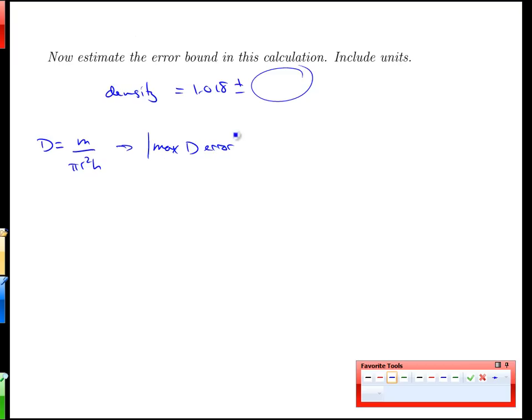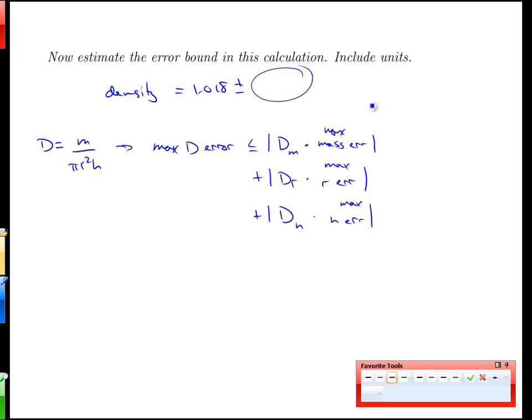The worst case for the error is that it's going to be less than, there's not really absolute values there either, the error is going to be less than the absolute value of the derivative of the density with respect to mass times the maximum mass error, plus the absolute value of the density's derivative with respect to r times the max r error, plus the absolute value of the density differentiated with respect to h times the maximum error in the measurement of the height.